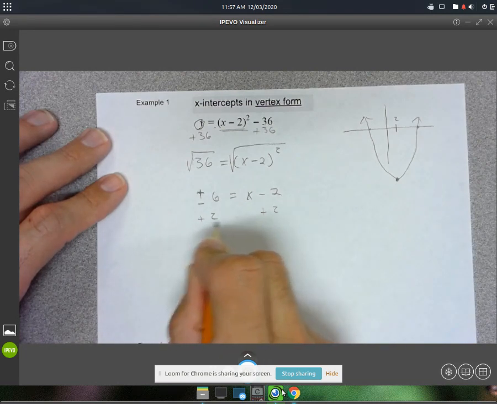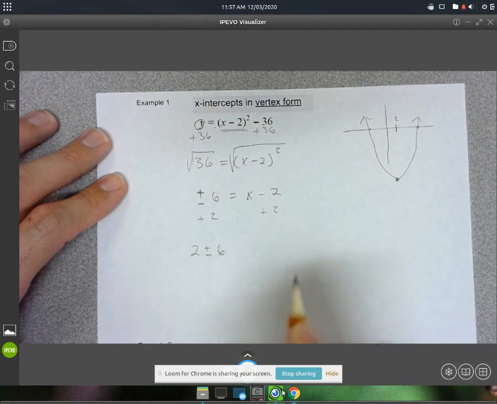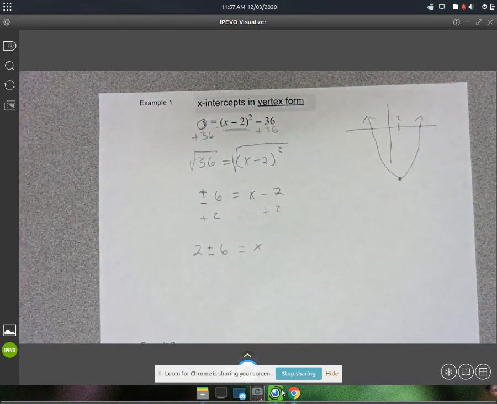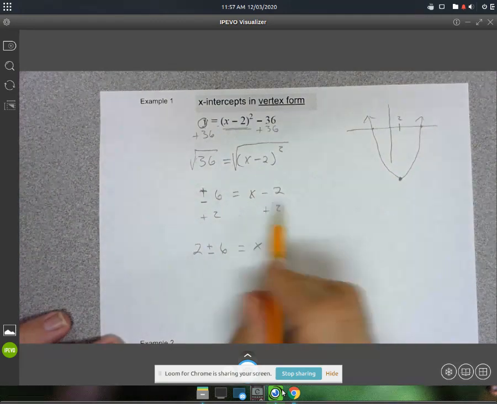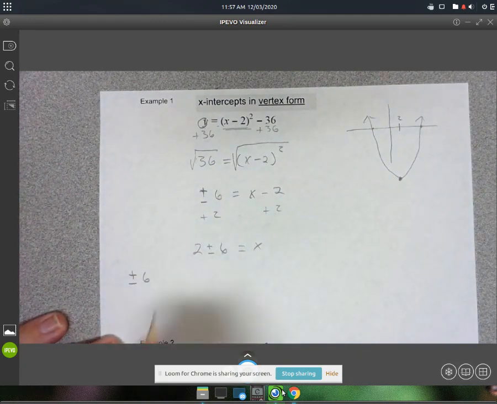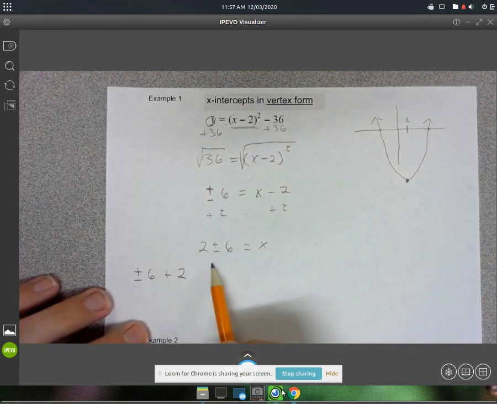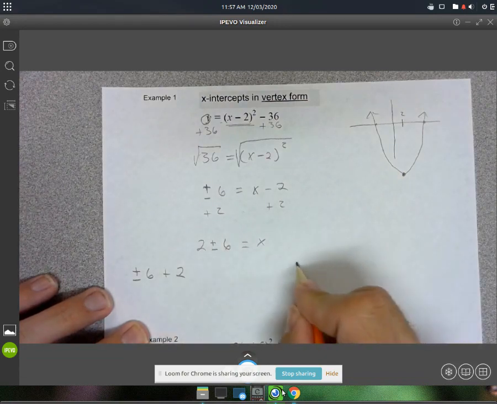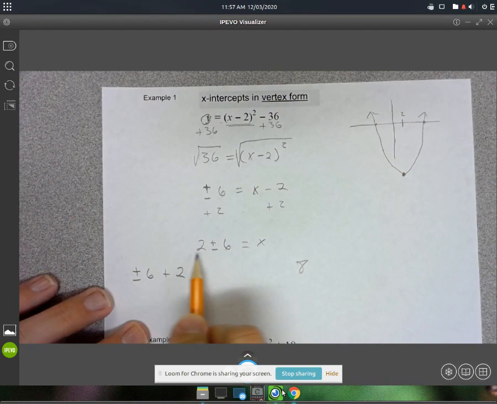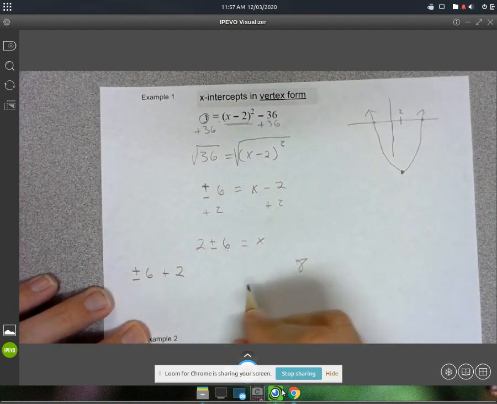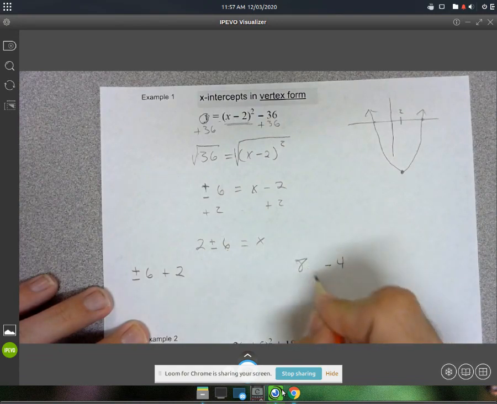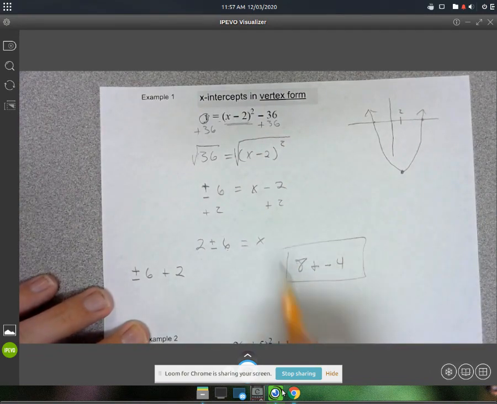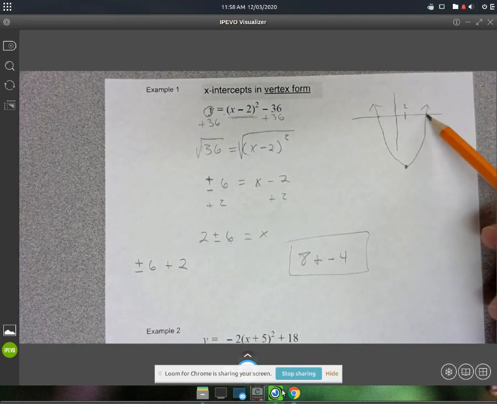There are 2 ways to interpret this. You could either say positive 2 plus or minus 6. Or if you'd rather, when you plus 2, you could say plus or minus 6 plus 2. I'm not sure which one feels better for you, but they are the same thing. These are our answers, but we need to pick them apart. We're going to do 2 plus 6, which is 8. That's one of our answers. We're also going to do 2 minus 6, which is negative 4. So these are our 2 x-intercepts, positive 8 and negative 4.